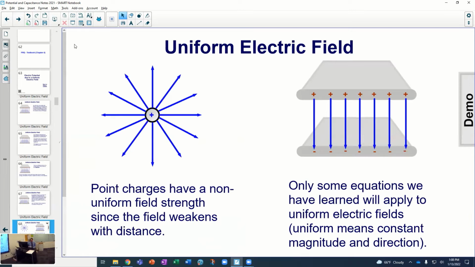Point charges have a non-uniform field strength since the field weakens with distance. Only some equations we have learned will apply to uniform electric fields. Uniform means constant magnitude and direction.